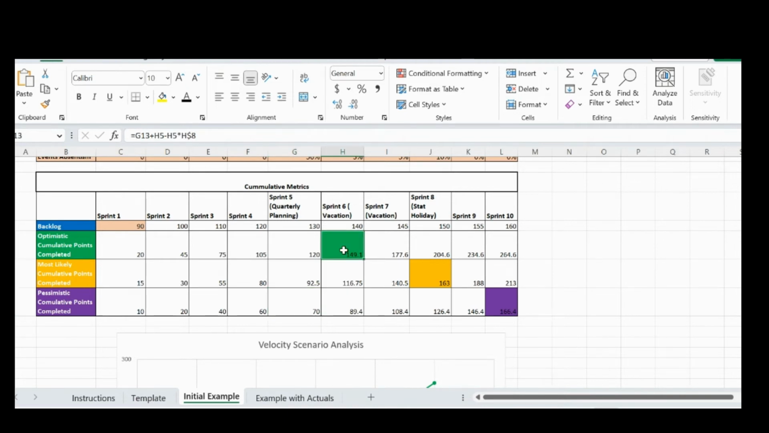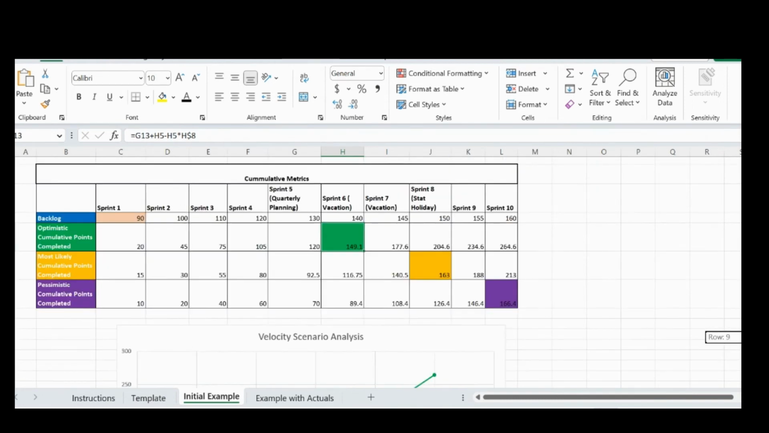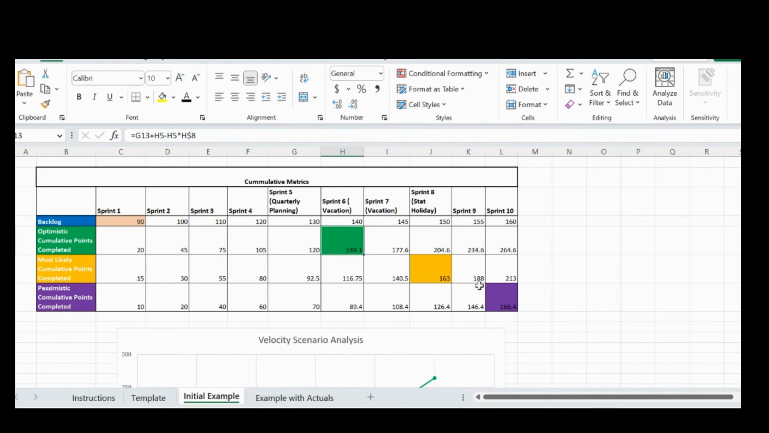So, and then the cells here, if you notice, here is the first sprint at which your optimistic velocity exceeds your backlog, which is the sign, like shown in the graph, that you finish your backlog, you finish your project. And then this happens on sprints 8 and sprint 10 for your most likely and your pessimistic scenarios.